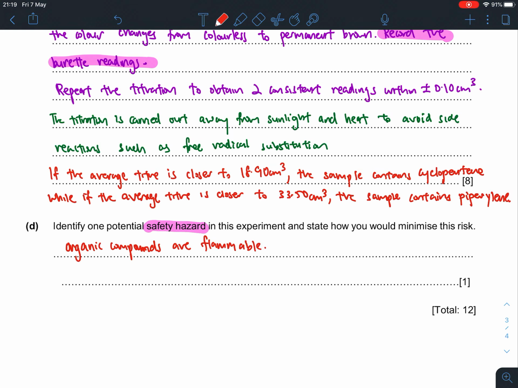So how will you minimize this risk? You would make sure that there's no direct flame around the organic compounds, and that will prevent an explosion from happening. So we'll just say that ensure that there is no direct flame in the vicinity. Okay, and that would be what we require for part D's answer.